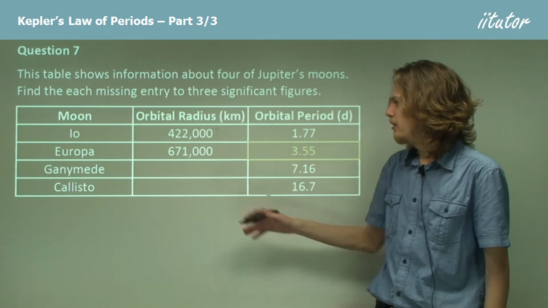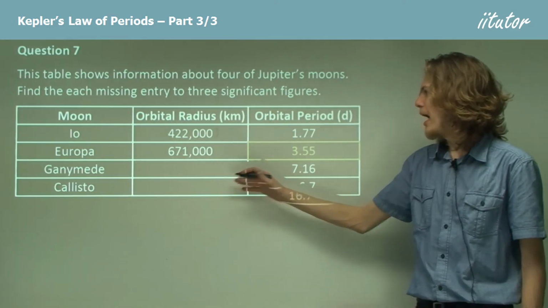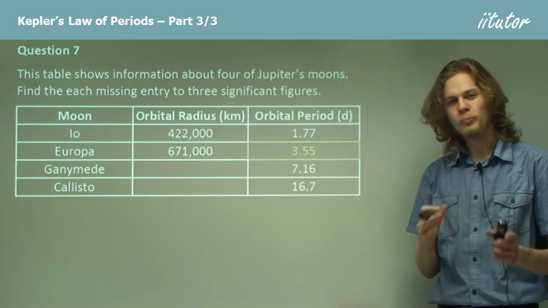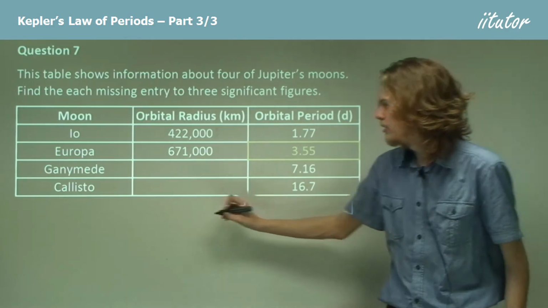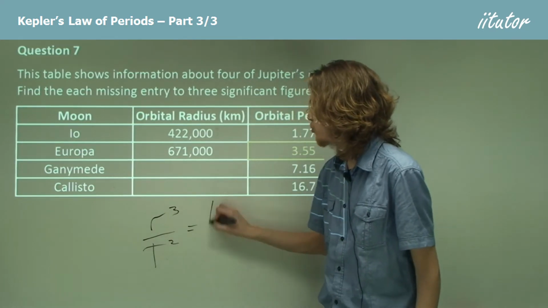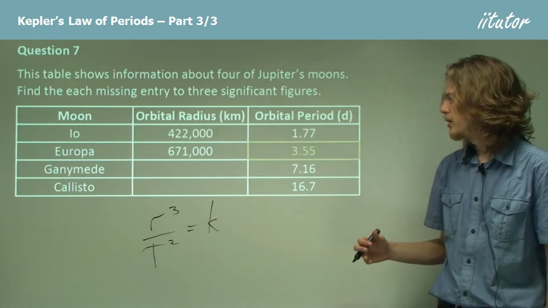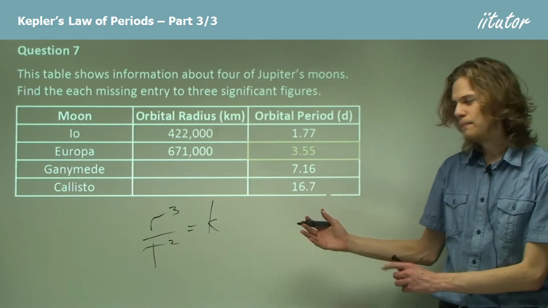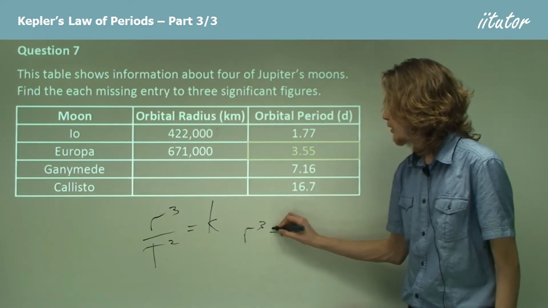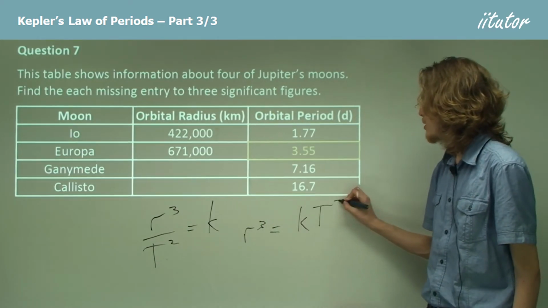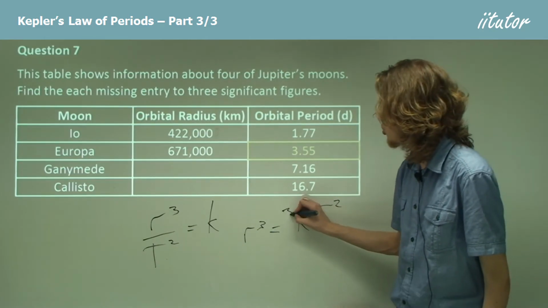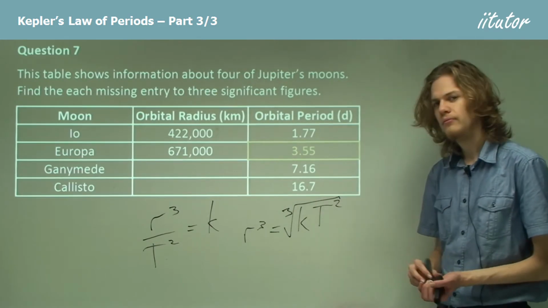All right, how about for Ganymede? Here we don't have the orbital radius, but we do have the orbital period. And once again, we can use our constant k in order to figure out the missing variable. In this case, we're looking for r, and we can see pretty easily that r cubed will equal k T squared. In order to find just the orbital radius, we'll need to take the cube root, right?